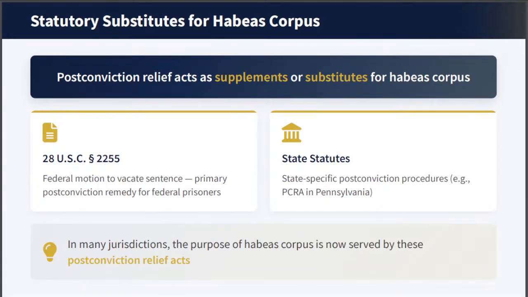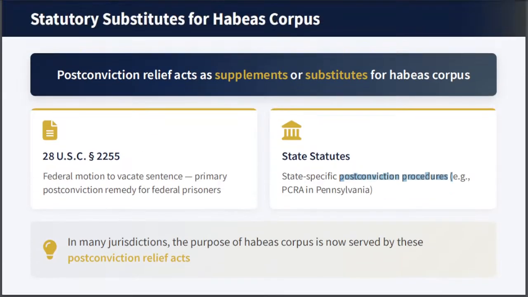Statutory substitutes for habeas corpus. So post-conviction relief acts as supplements or substitutes for habeas corpus. 28 U.S.C. 2255 is a federal motion to vacate sentence, the primary post-conviction remedy for federal prisoners. But the state statutes have state-specific post-conviction procedures. Example given here is the PCRA in Pennsylvania. So the Post-Conviction Relief Act in Pennsylvania would have state-specific post-conviction procedures. In many jurisdictions, the purpose of habeas corpus is now served by these post-conviction relief acts, the PCRAs.